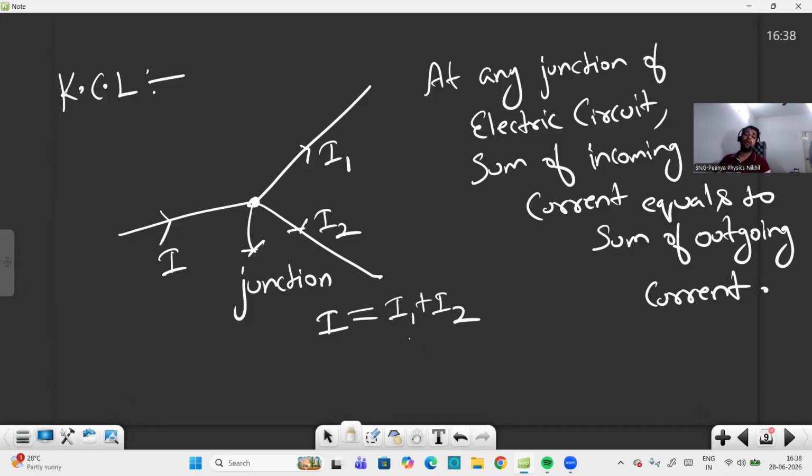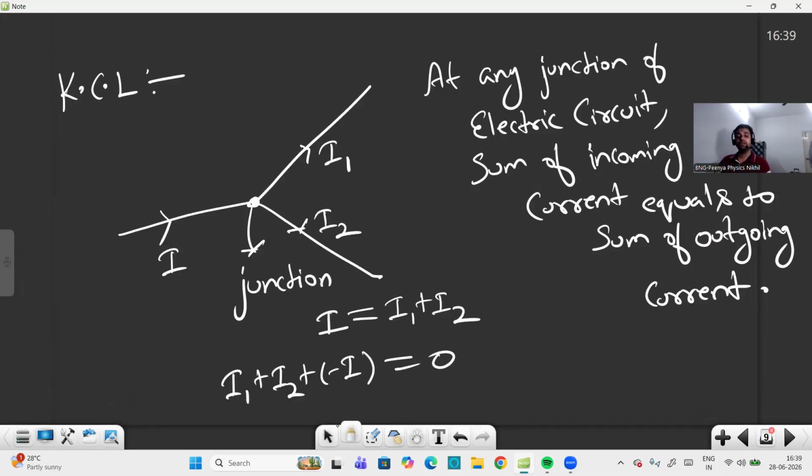See here, for our understanding, we are writing it as I equals I1 plus I2. But for mathematical analysis, it can be converted into one more easier form. So that easier form, we can say that I1 plus I2 is the outgoing current, and I is the incoming current. Can I write this as I1 plus I2, and this I will go to the other side, it will be plus minus I equals to 0?